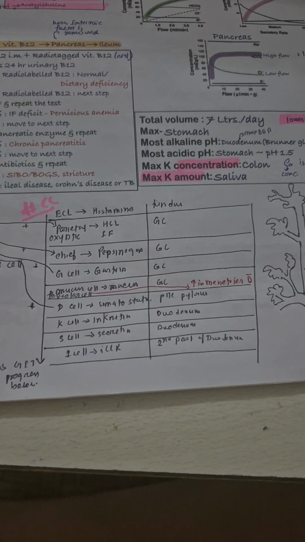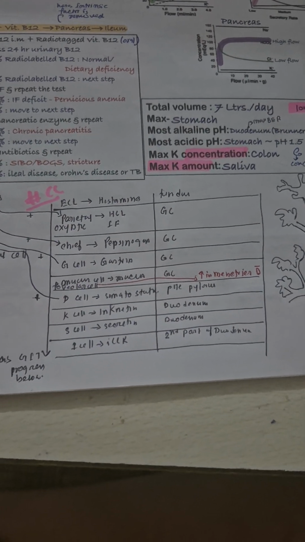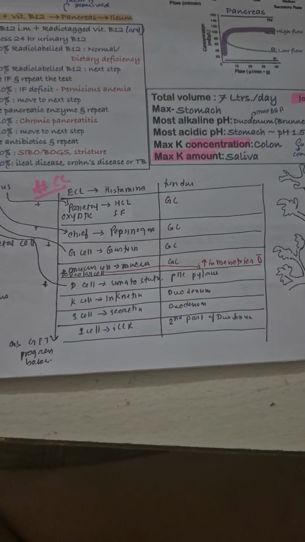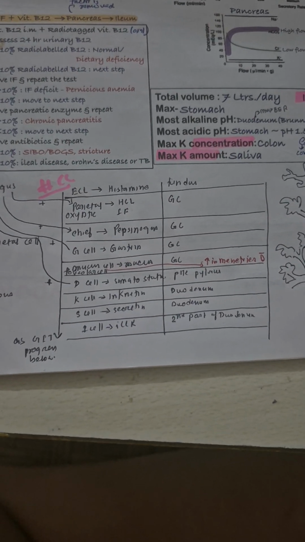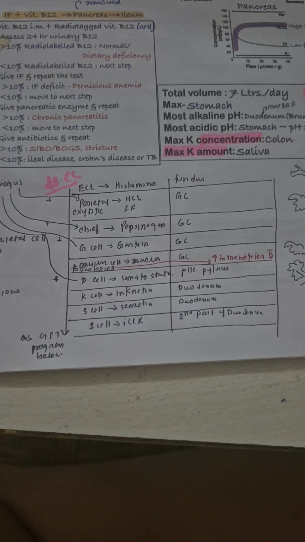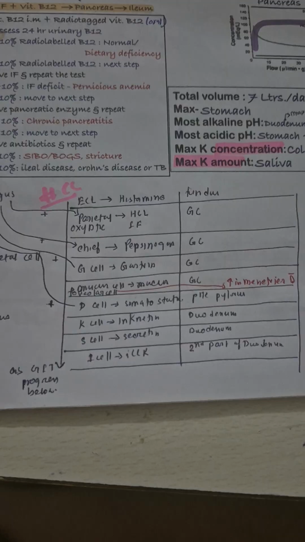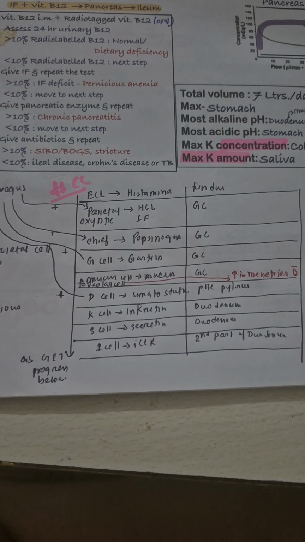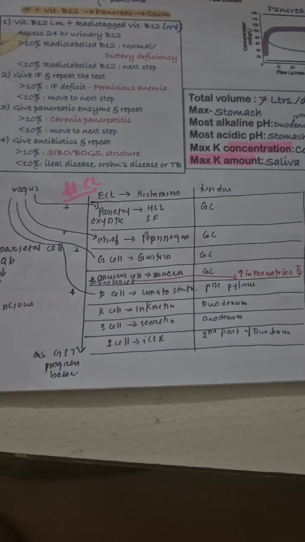Then from the pre-pylorus, the D cell secretes somatostatin. In the duodenum, the K cell secretes GIP. The S cell secretes secretin. The I cell secretes CCK in the second part of the duodenum. So first we will see the enterochromaffin-like cell, then the parietal cell, oxyntic cell, then the chief cell, then the G cell, then the mucus cell, then the D cell, and K cell, then the S cell, then the I cell.